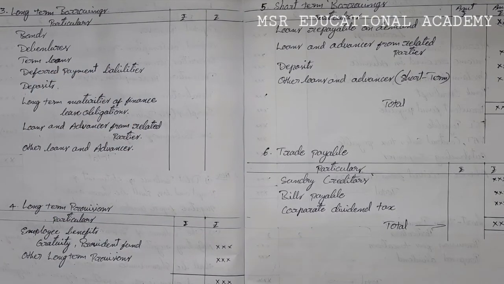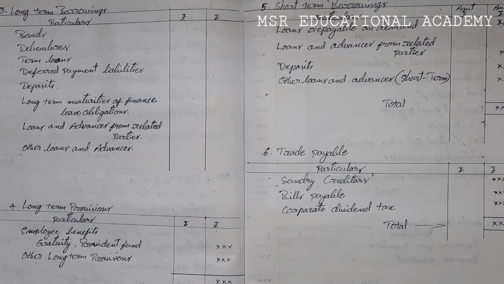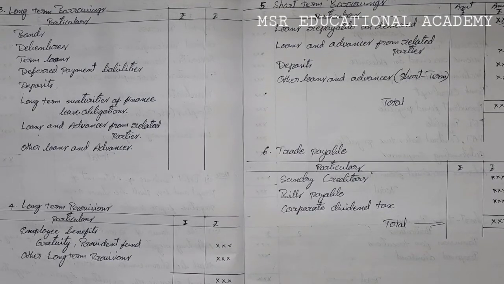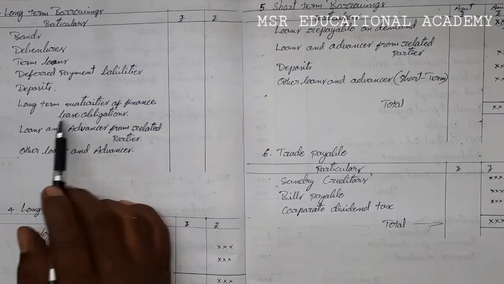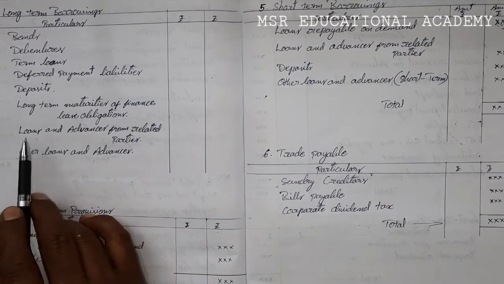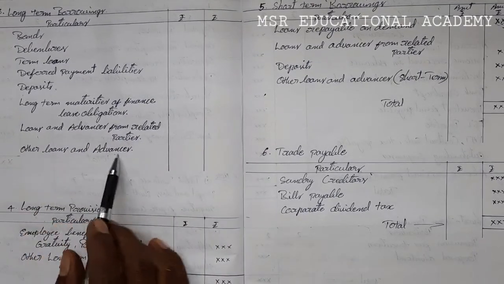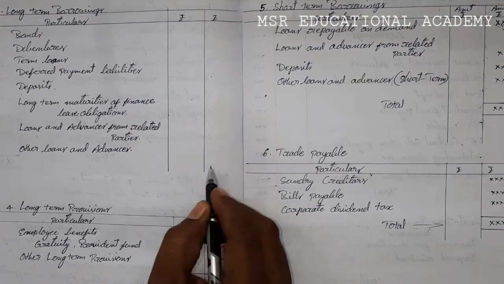Not that we deposited, not company deposited amount, but other persons' amount deposited in our company. In that situation, from the company's point of view, the deposit amount is a liability only. Next, long term maturities of finance, that is lease obligations. Next, loans and advances from related parties. Next, other loans and advances. So these are the only long term borrowings.